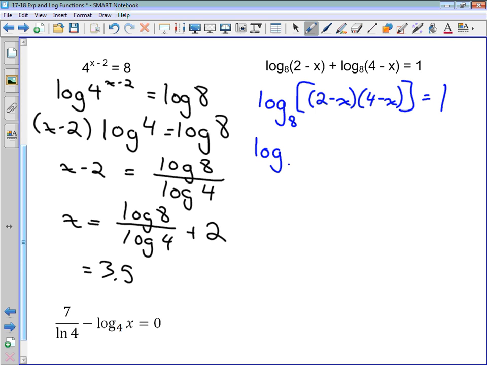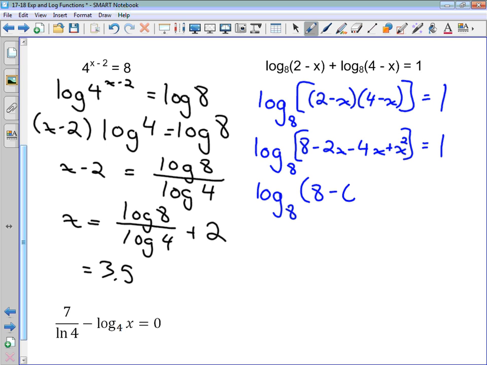Okay, so you're going to expand out this thing inside our big square brackets, multiplying these binomials, so we get 8 minus 2x minus 4x plus x squared. Is that right? Okay, and then I'm just going to collect those like terms. 8 minus 6x plus x squared. Okay. Where are we going to go from here?